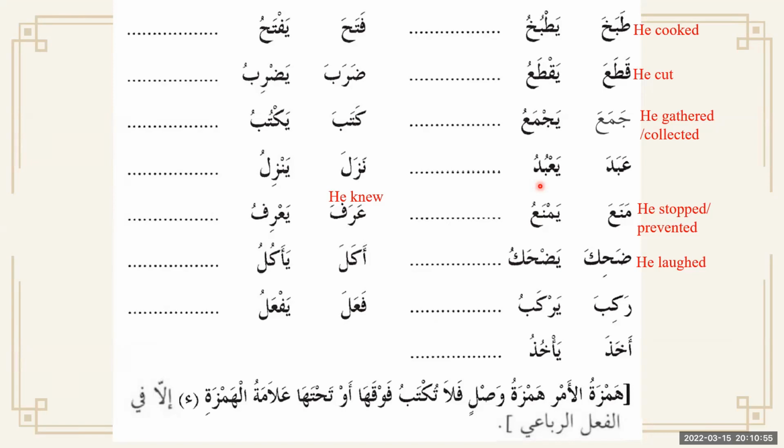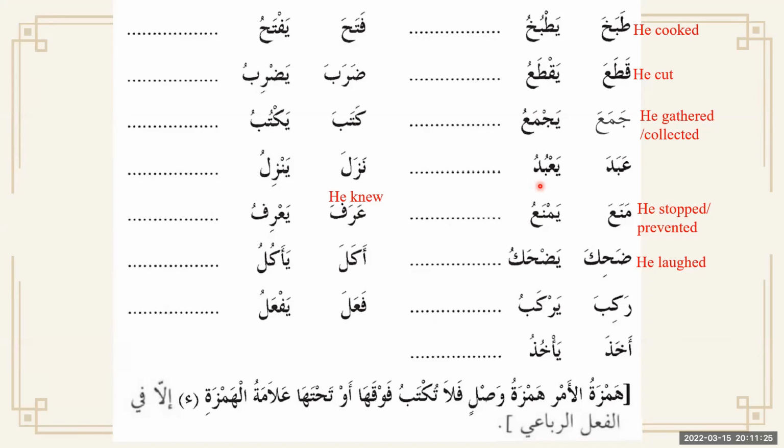Abada. He surrendered. Abdun is also from the same root. Abd means slave. And what is the meaning of slave? A slave is someone who has surrendered to his master. Like he has no will of his own. Whatever the master says, he has to obey it. That is a slave. You cannot compare a slave with a servant.